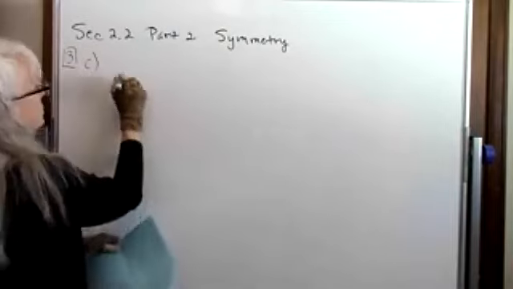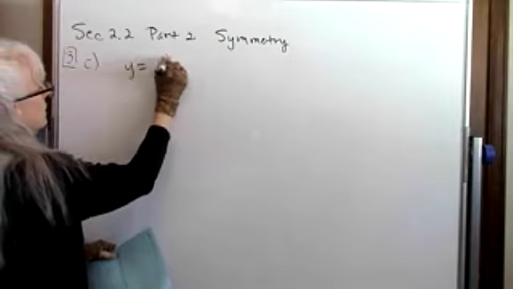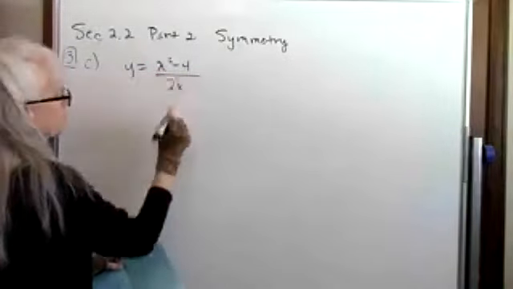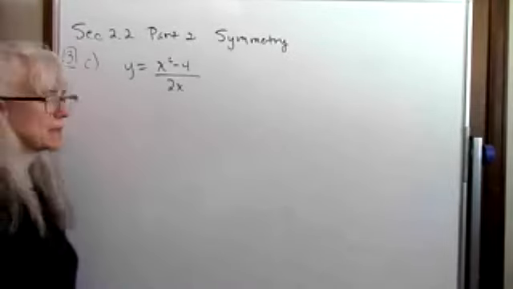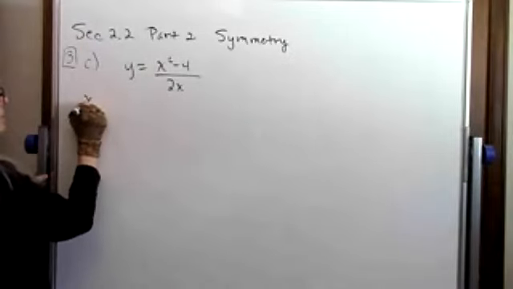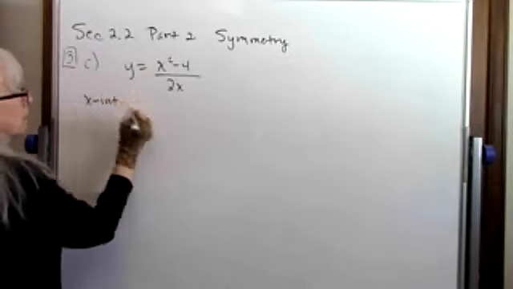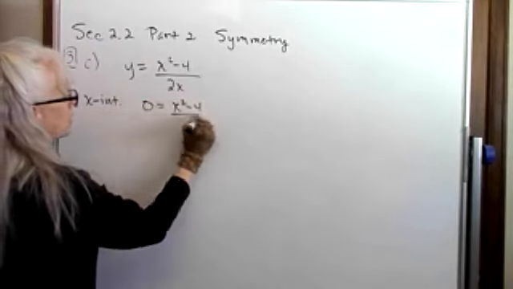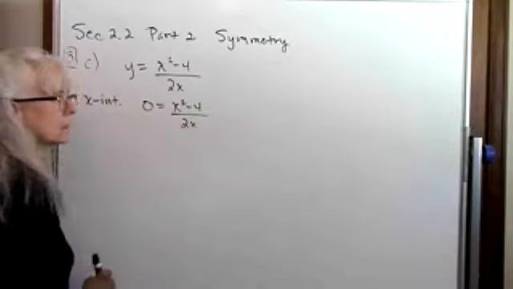gives us another equation: y equals x squared minus 4 all over 2x. Again, the directions are asking us to list the intercepts and test for symmetry. So let's go find the x-intercept, and that replaces y with 0. So 0 equals x squared minus 4 all over 2x. We need to solve this.